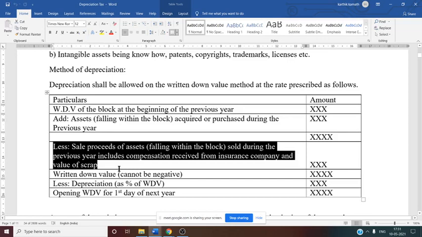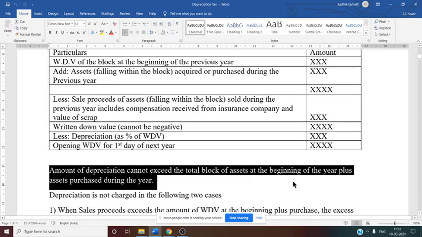Now the next thing we have to see is that certain rules or notes are given. First one: the amount of depreciation cannot exceed the total of the block of assets at the beginning of the year plus assets purchased during the year. What do you mean by this? The amount of depreciation means this answer, the less depreciation answer. This answer cannot be more than these two together, written down value plus purchases. So that is one basic rule.